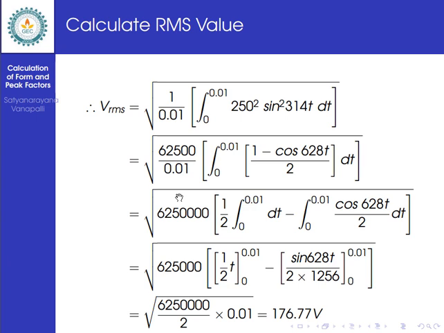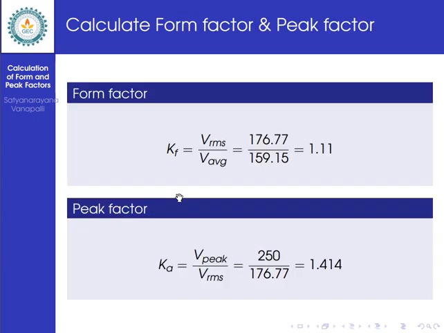176.77 volts. The form factor is the ratio of RMS value to average value. We found the average value as 159.15 and RMS value as 176.77. Substituting both the values, you will get it as 1.11. And the peak factor is the ratio of peak value to RMS value. Substituting the peak value and RMS value, you will get this as 1.414.